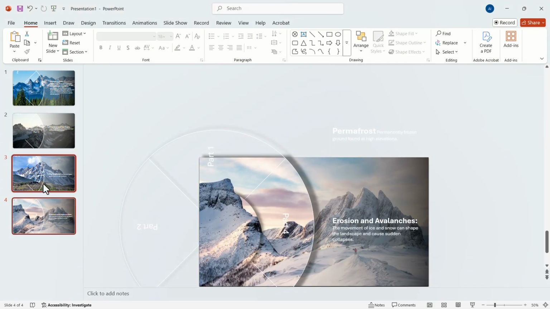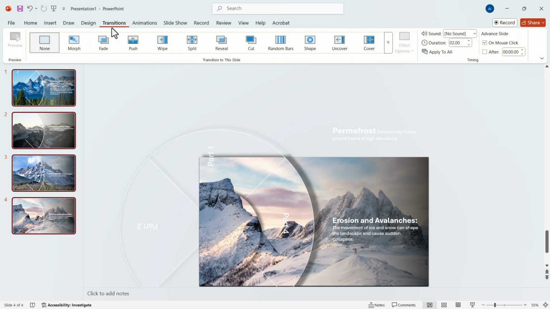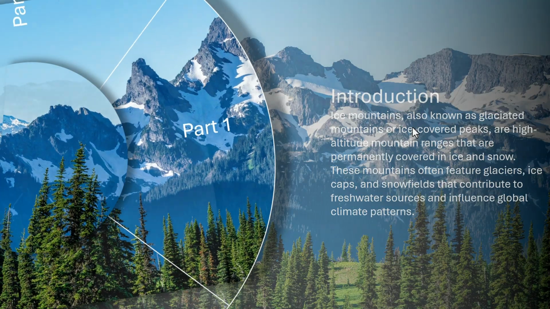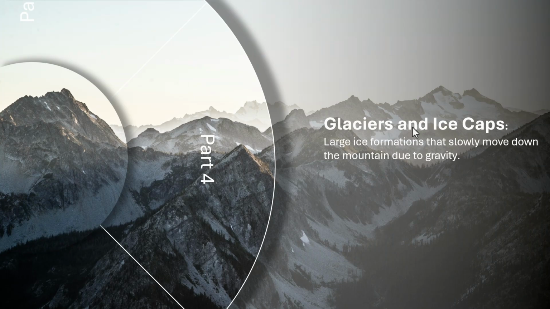Select all of the slides by holding Shift on your keyboard. In the title bar, click on Transitions. Select the Morph transition. Here, you can see that we have created a cool rotating transition effect.